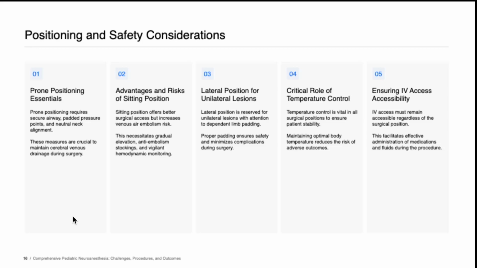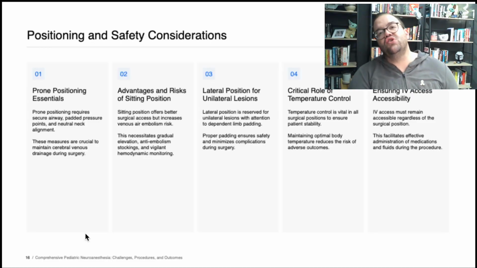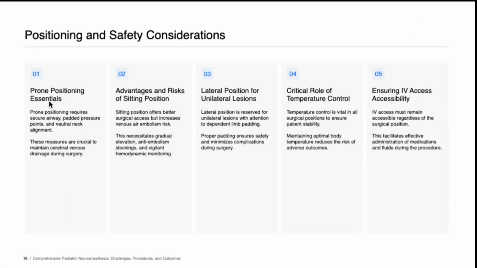We have to maintain good temperature control. And guys, we don't make these patients cold, please. Active cooling has never been associated intraoperatively with a better outcome. I'll say that again: active cooling of patients intraoperatively has never been associated with better neurological outcomes in neuroanesthesia. So we do not actively warm the patient to above 37 degrees, but we do not allow the patient's temperature to drop below 35.5 degrees either.